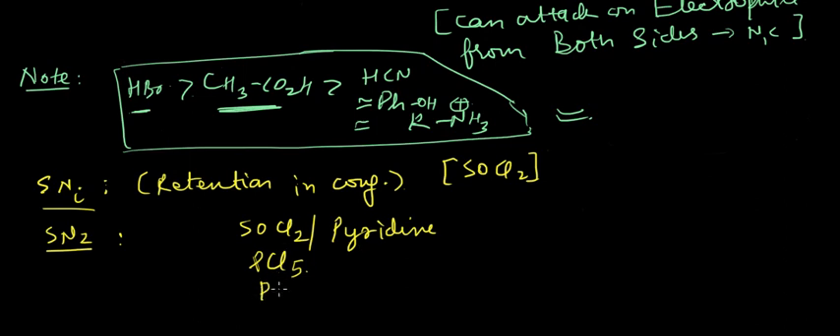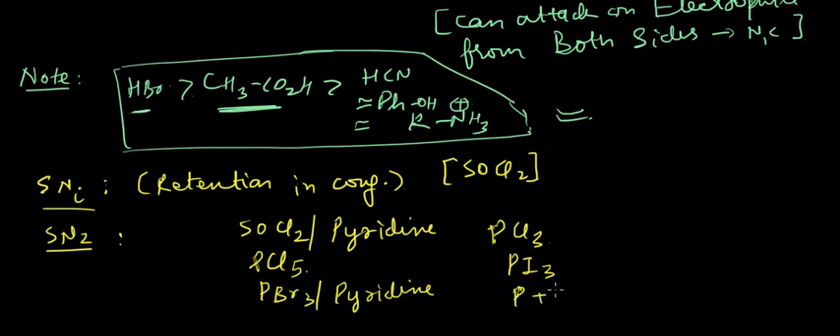So PBr3, PCl5, PBr3 in presence of pyridine again, and we have something like PCl3 also. Okay, and PI3. Okay, and P plus I2 also. Yeah.